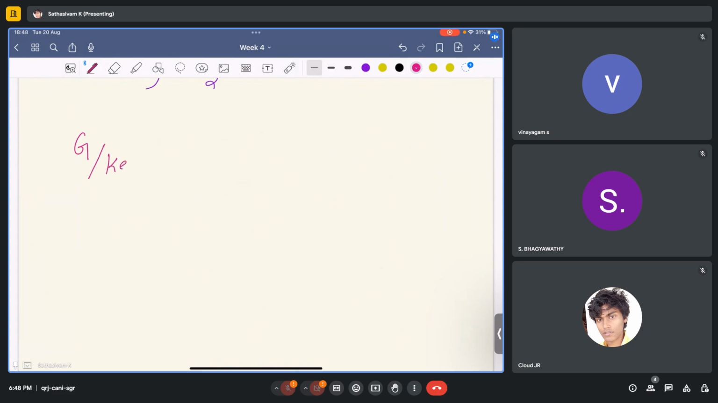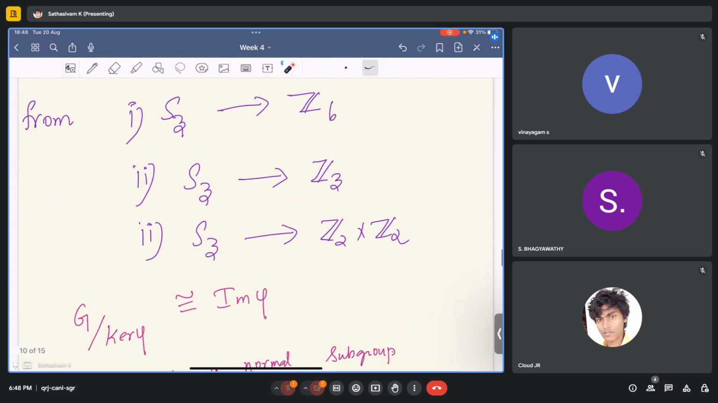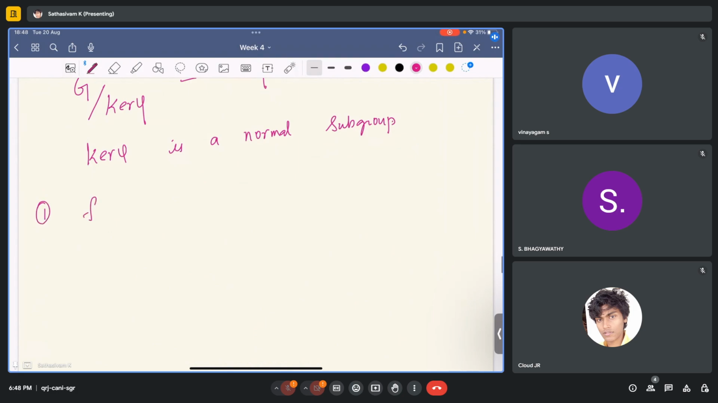The first isomorphism theorem says the following: G by kernel phi is isomorphic to the image of phi. What you know is that the kernel of phi is a normal subgroup. Okay, so keep this in mind. Now what we are going to do is find all the normal subgroups of S3. So our idea is that we find all normal subgroups of G.